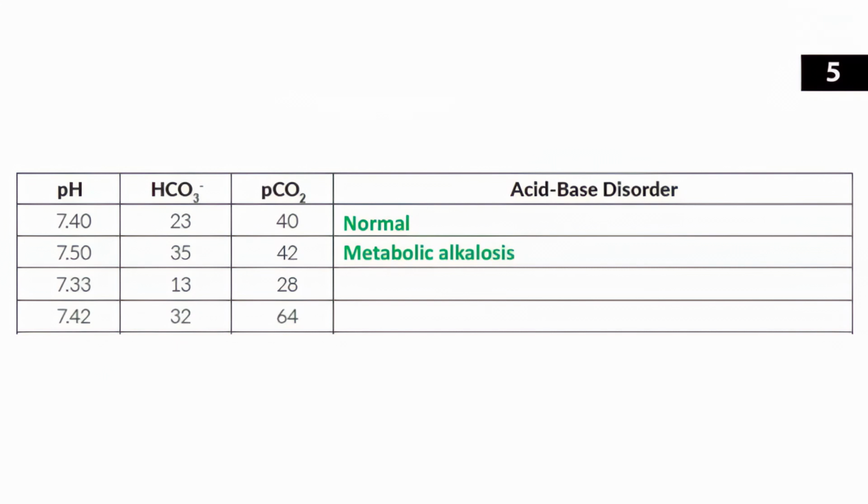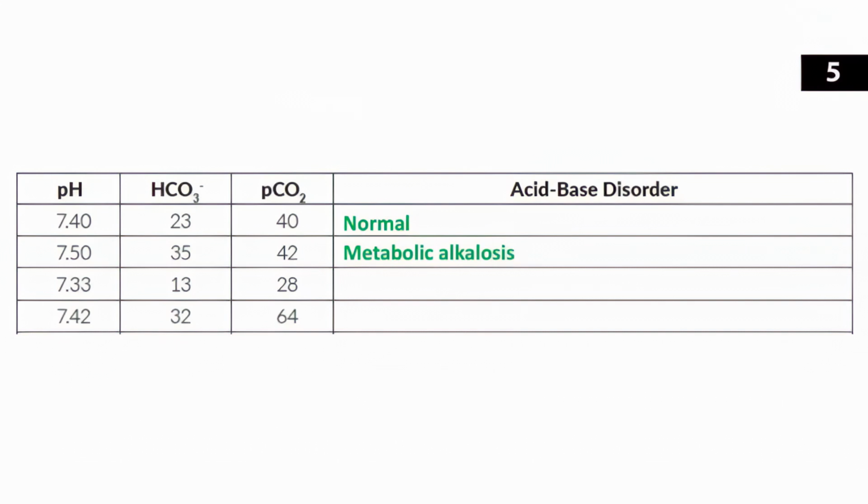But we haven't yet determined what's going on with the PCO2 or the respiratory component. So let's see what's going on there. Here you have a PCO2 of 42, and that's in the normal range. So you know this is a pure metabolic alkalosis without any compensation. Now let's look at the next one.